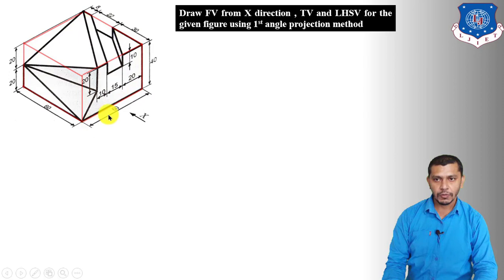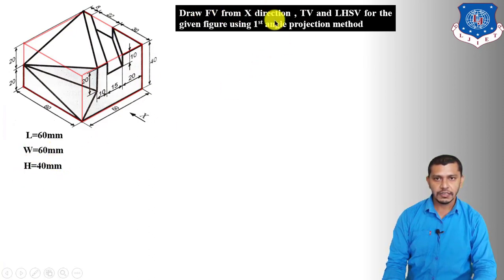So right now the length of the object is 60 mm and the distance between this edge and this edge will give us the width of the object or width of the cuboid. So it is 60 mm. So the width of the cuboid is 60 mm and the distance between this top edge and the bottom edge of the cuboid will give us the height of the cuboid or height of the object. So the height of the object is 40 mm.